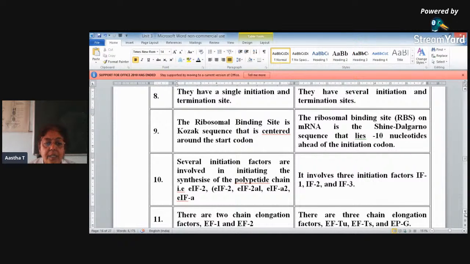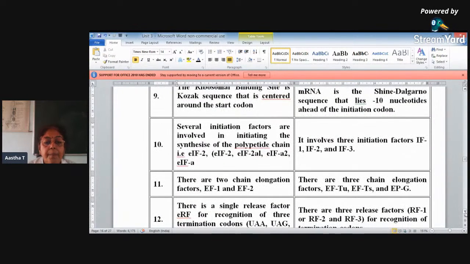In case of eukaryotes, there are eukaryotic initiation factors eIF2, eIF2A, eIF4A and others. But here only three factors are involved, initiation factor 1, 2 and 3, in case of prokaryotes. There are two elongation factors, elongation factor 1 and 2. In case of prokaryotes, they are EF-Tu, EF-Ts and EF-G.